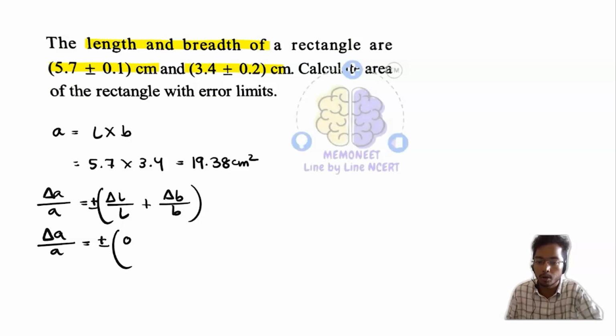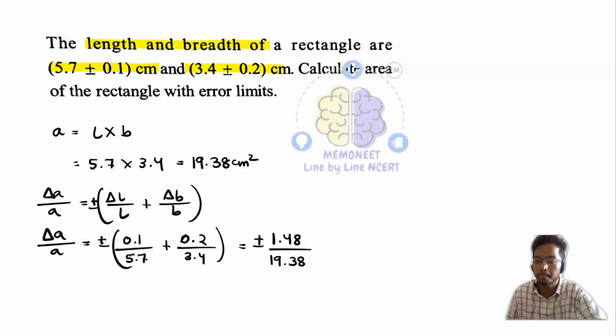So what is del L? 0.1 upon the length, that is 0.7, plus del B upon B, that is 0.2 upon 3.4. So if we solve this out, this comes to be plus minus of 1.48 upon 19.38. Okay, so this is what we find out, that is del A upon A.